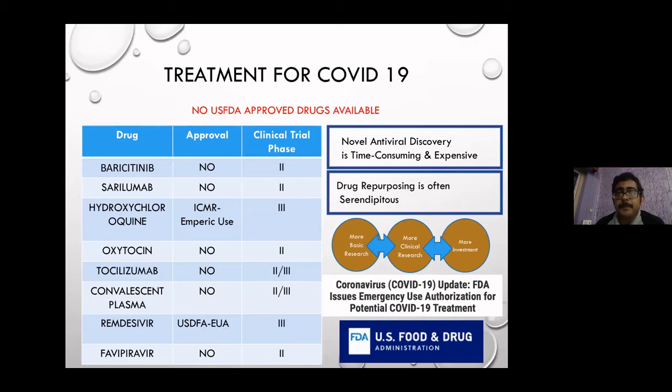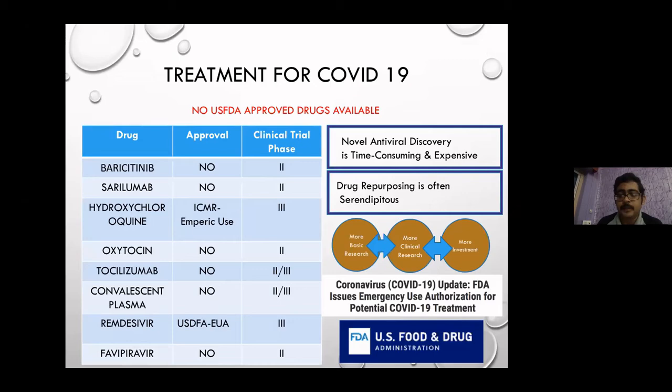So novel antiviral discovery is time consuming and expensive. So people are mostly relying on drug repurposing. And we all know that drug repurposing is often serendipitous. That is, it is our luck to get a drug, and we hope that some of the drug would be effective against COVID-19 in the very near future, and we will have a definite treatment instead of empiric treatment.